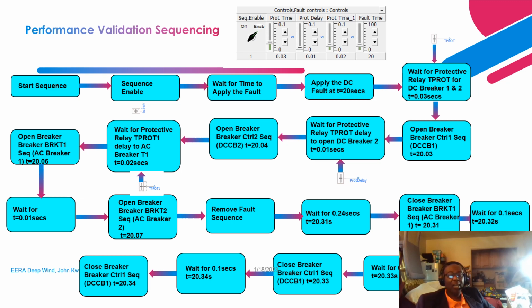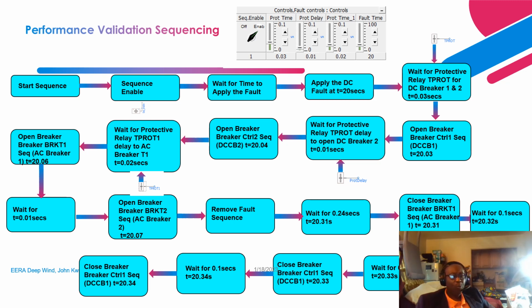So next is a sequencing chart that shows how I built that sequencing. I start my sequence, then wait for the time to apply the fault. I'm waiting 20 seconds to apply the fault. Once I apply the fault, I wait for the protective relay delay for the relay that operates DC breaker 1 and 2. Currently I have 0.03 seconds, but like I said, all these time durations will be updated. This is just a tentative time. Then I send the signal to open DC circuit breaker 1 at this time. After that, I wait for 0.01 seconds, then I open DC circuit breaker 2.